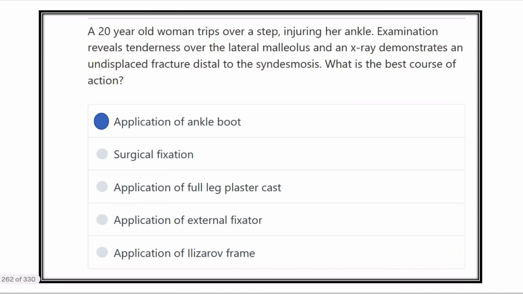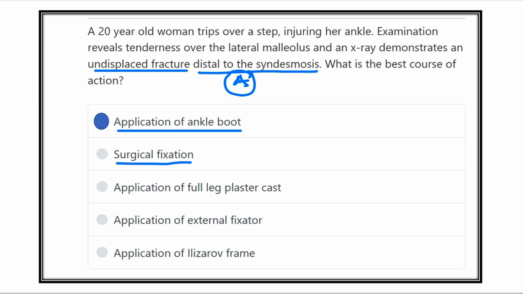And in this question, as there is an undisplaced fracture distal to the syndesmosis, it is Weber type A. And in case of Weber type A, it is the application of the ankle boot. And for Weber type B and C, there is surgical fixation. In case of Weber type B, when displaced, it is surgical fixation. When non-displaced, then ankle boot.